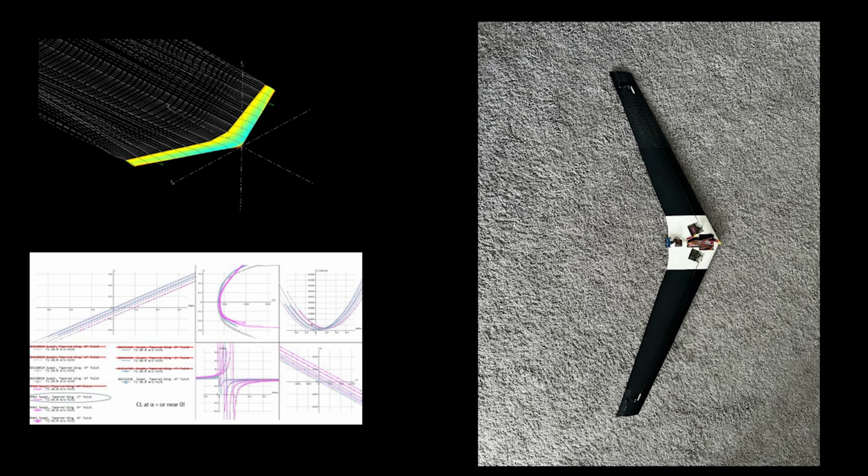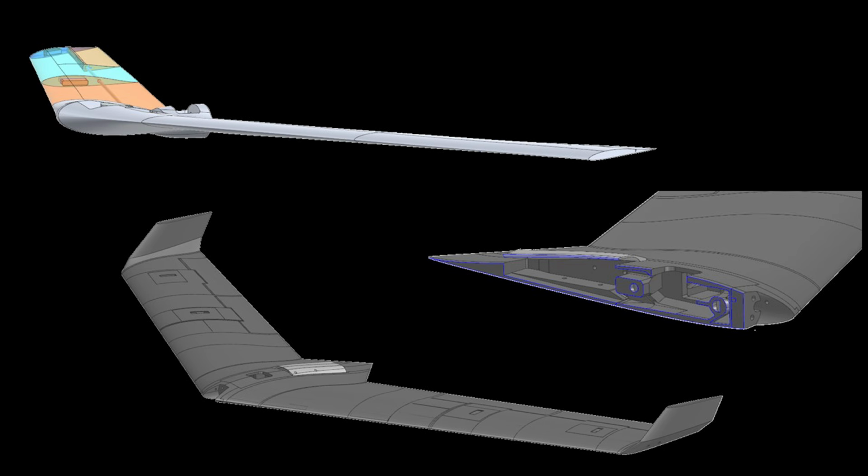One of my most recent home projects has been designing and flying a tailless aircraft or a flying wing. I've always been a big fan of the careful and elegant design of these vehicles, and I really just wanted to challenge myself to design one from scratch and fly it.